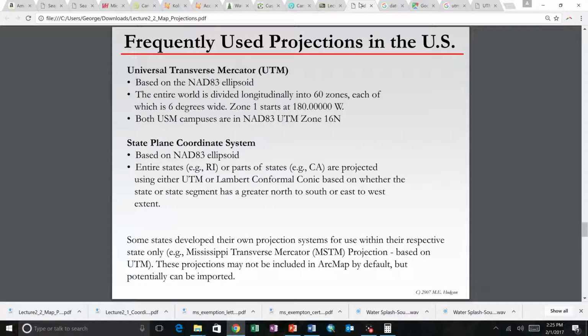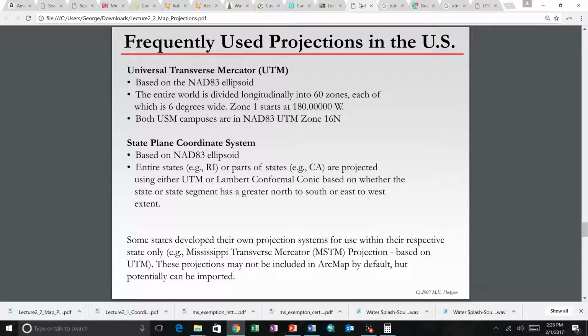Technically, it's divided into 60 zones, of which we saw that there were 7 or 8 in Mississippi. Now, even before UTM was established, many states established their own set of coordinate systems referred to as the state plane coordinate systems. For some states, there's only one, like Rhode Island, and I think even states as big as Tennessee only have one, but maybe I'm wrong.